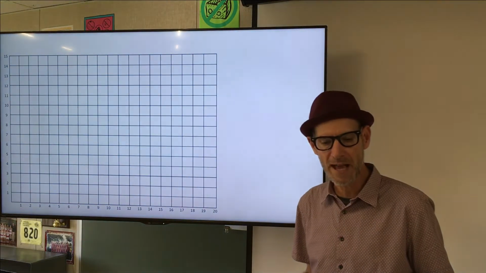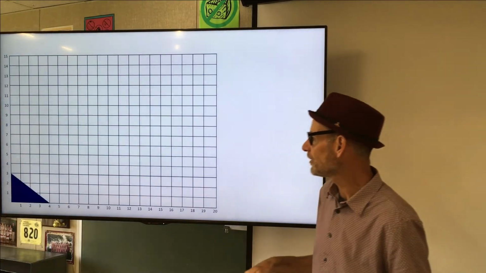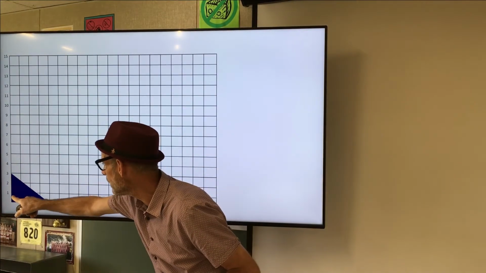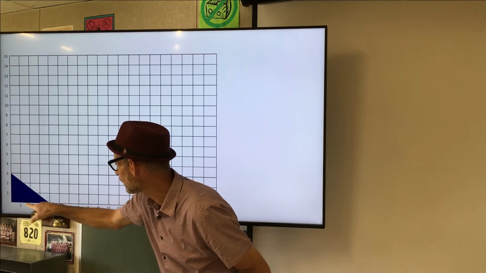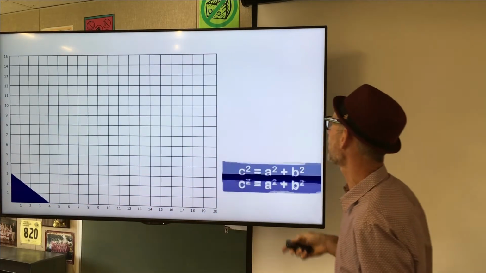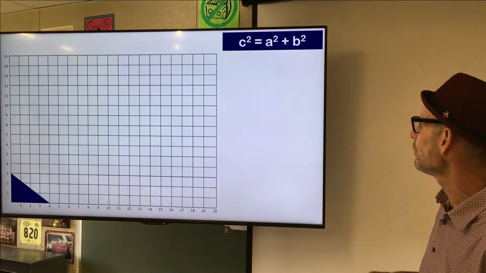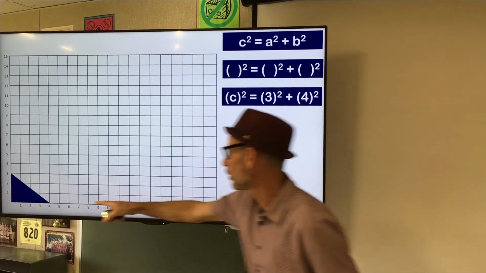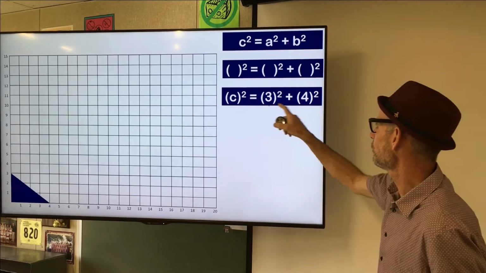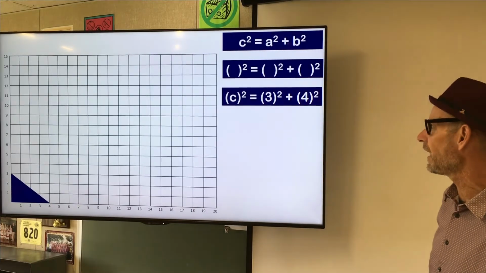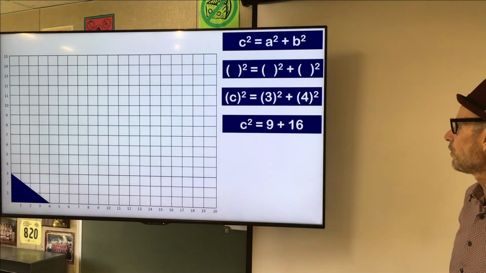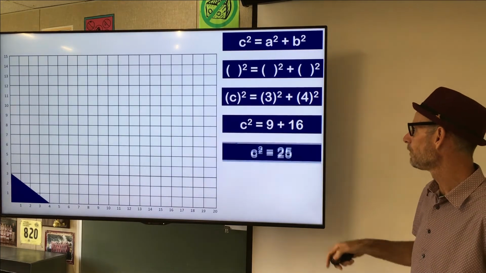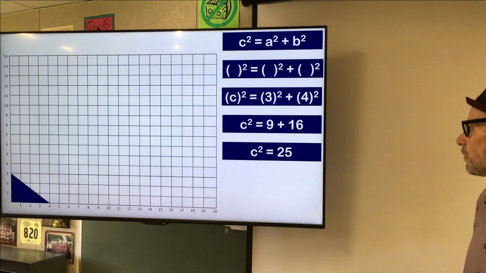Now we're going to talk about Pythagorean triples. And so we're going to start out with this triangle, which has one leg that's 3, one leg that's 4, and we're going to use the Pythagorean Theorem to find the hypotenuse. So we have c squared, because we're looking for the hypotenuse, equals 3 squared plus 4 squared, because those are the legs. Now that'll be c squared equals 9 plus 16. We add the 9 and 16, we get c squared equals 25.